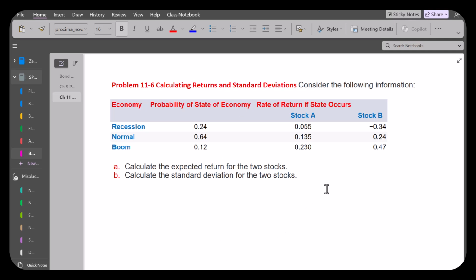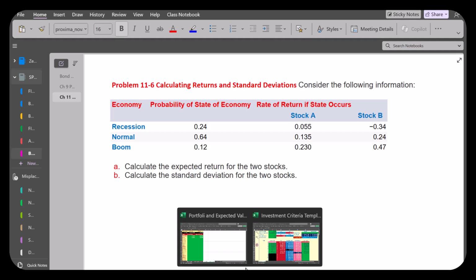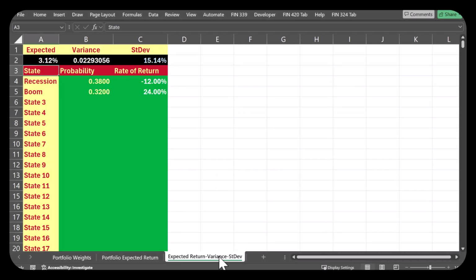Consider the following information given three states of the economy and the probabilities of observing those states. We have rates of return for stocks A and B. The problem is asking us to calculate the expected return for the two stocks and the standard deviation for the two stocks. Let's go to our template.